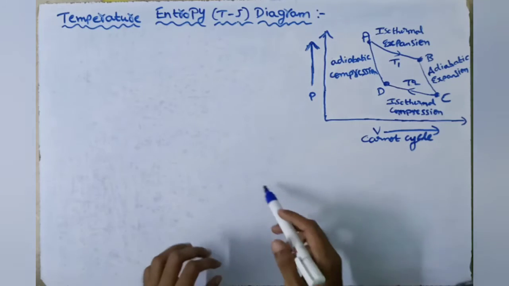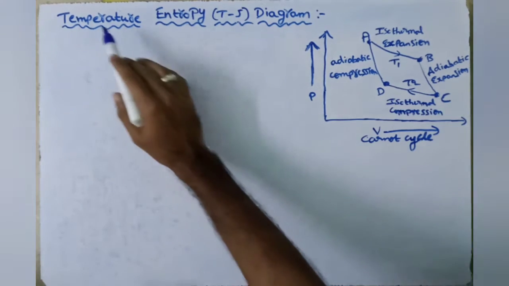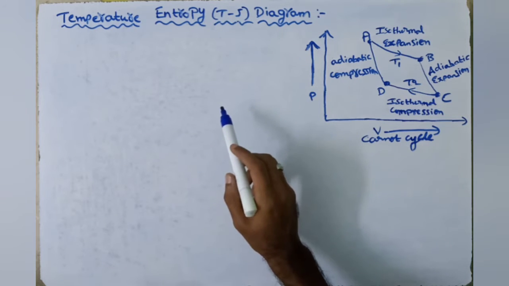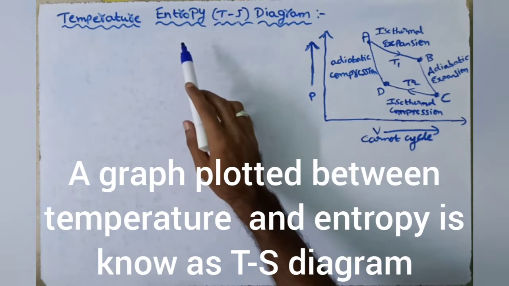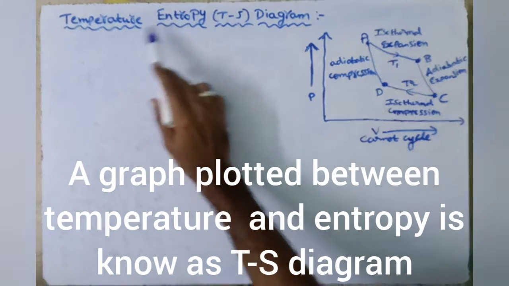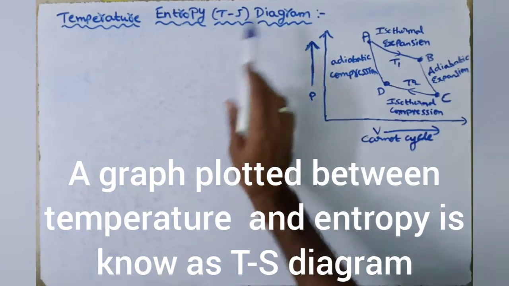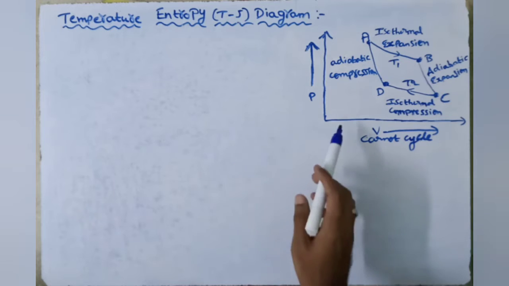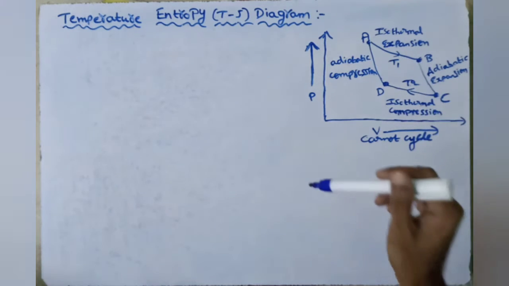Good morning, students. Today we are going to discuss the temperature entropy diagram, which means a graph plotted between temperature and entropy. Consider a Carnot cycle. This is the Carnot cycle.